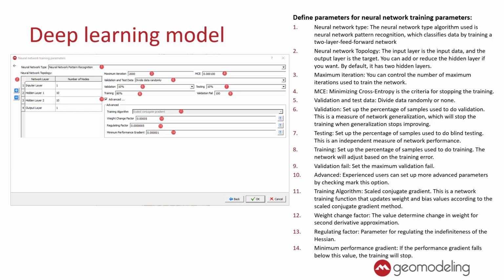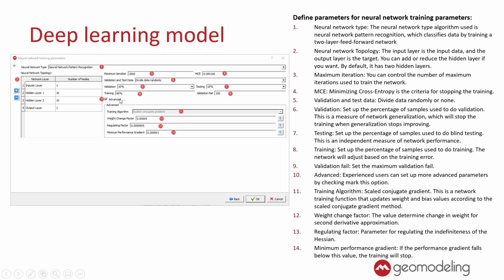For validation, this is a measure of network generalization, which will stop the training when generalization stops improving. The testing is to set up the percentage of samples used to do blind testing. This is an independent measure of network performance. And for training, this is to set up the percentage of samples used to do training. The network will adjust based on the training error. The validation fail is to set the maximum validation fail.